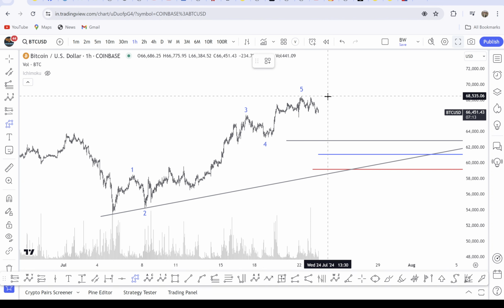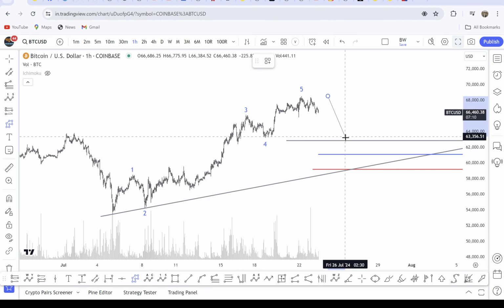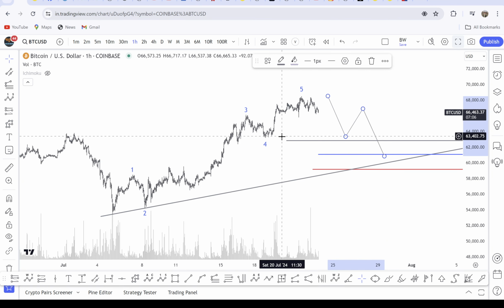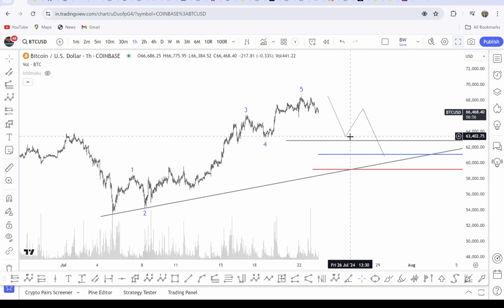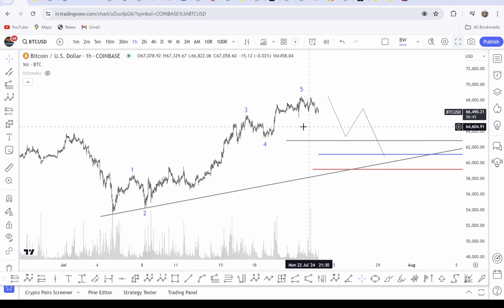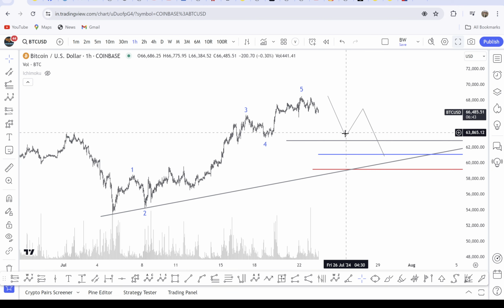So it might go up to the second wave of the prior fifth wave. So see here, this is the level. It's around 63,400. So I'm expecting this rally comes to close around 63,400. It's not necessary to complete here. It may be around here, anywhere else.